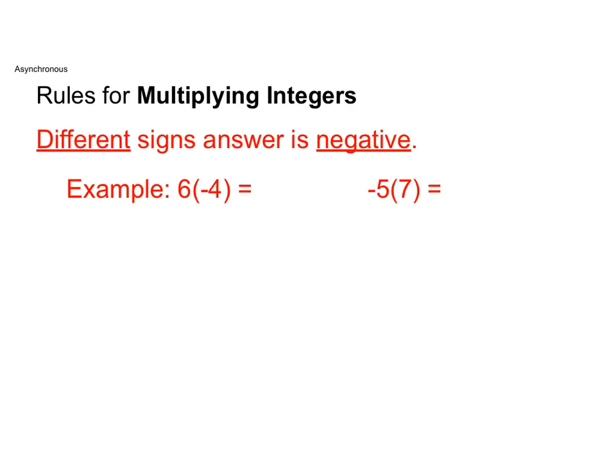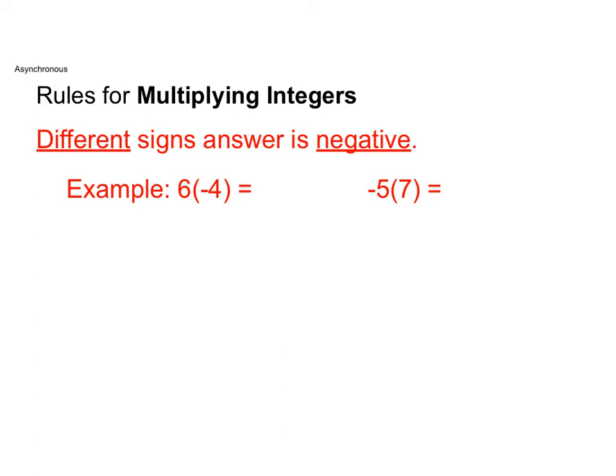Okay, let's go over the rules of multiplying integers. Now, if there's different signs, the answer is going to be negative. So if I have 6 groups of negative 4, that means it's negative 4 plus negative 4 plus negative 4 plus negative 4 plus negative 4 plus negative 4. But that's so many times. But if we just follow rules, this will only work with multiplying. The rules for multiplying is not the same thing as adding and subtracting integers, okay?